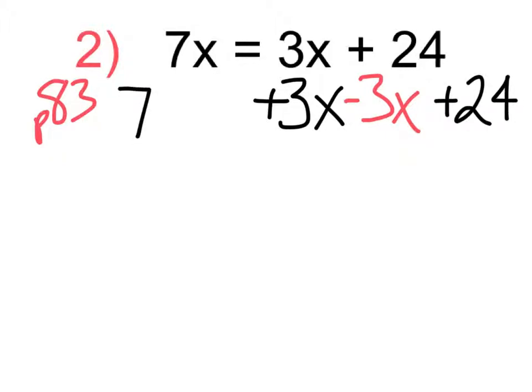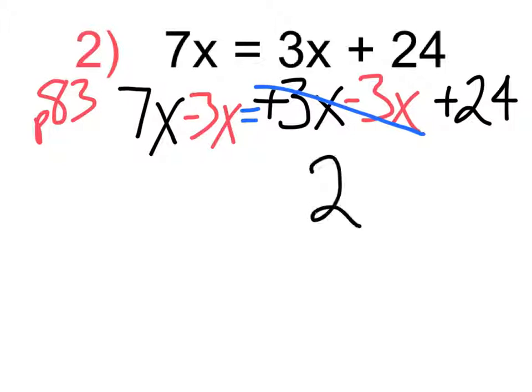And let's bring down the 7x's. So it's 7x, and if we subtract 3x from the right side, we've also got to subtract it from the left side. So 3x minus 3x is what? 0. So all we're left with on the right side is 24. And then on the left side, I see we have 7x minus 3x. And what is 7 minus 3? That, of course, is 4x.